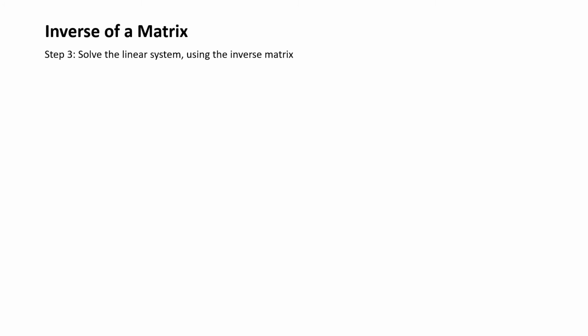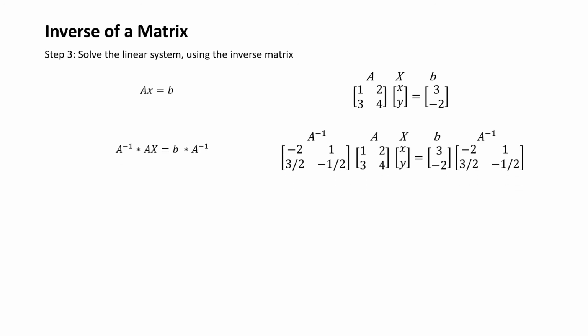Step 3, we want to solve the linear system using the inverse matrix. If we compare an equation AX equals B, where A is the matrix, X is the XY matrix, the variables, and B is the coefficients. If we wanted to solve for X, we need to multiply matrix A by the inverse to isolate X and solve for the variables. And if we multiply A inverse to one side, we need to do it to the other side.